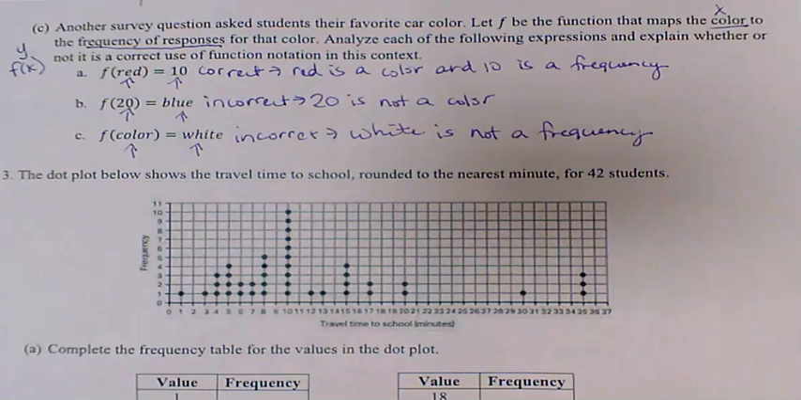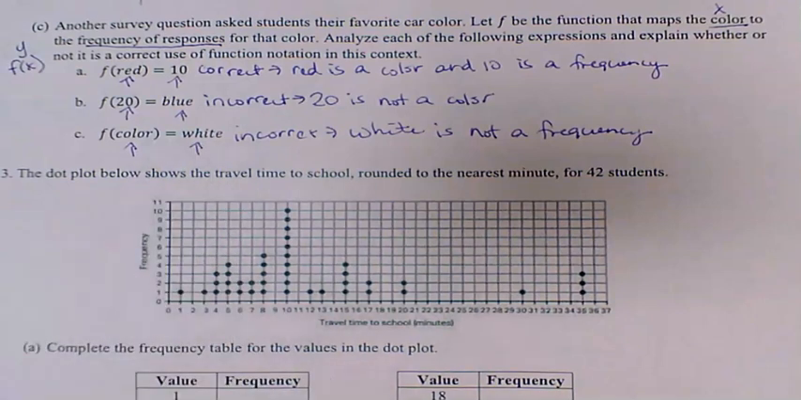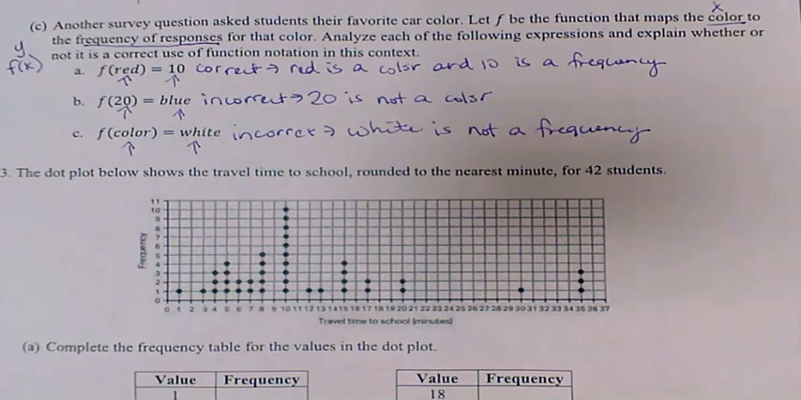C is also incorrect. At first glance, it seems like color is a color, which is actually not true. But also, white is not a frequency. So we needed f of a color equals a number. So this is also incorrect. So this kind of just gets us understanding the difference between domain and range and how you incorporate those in function notation.